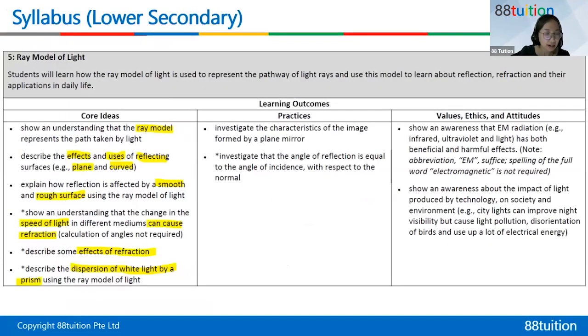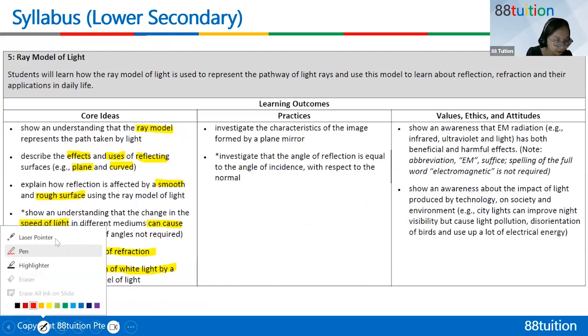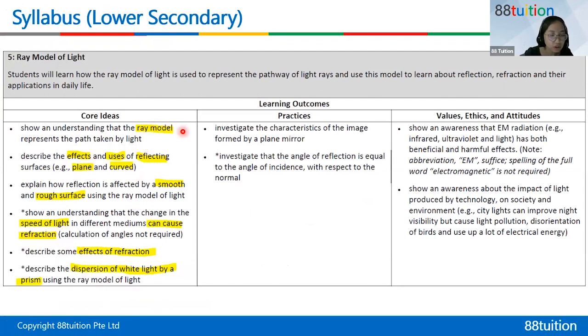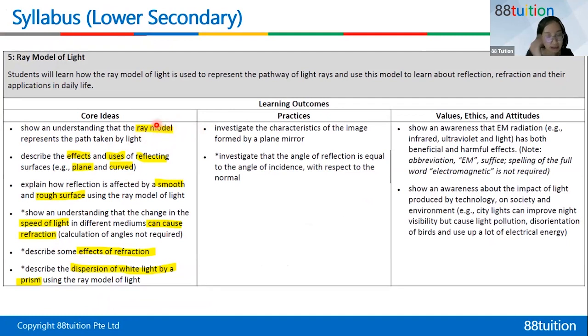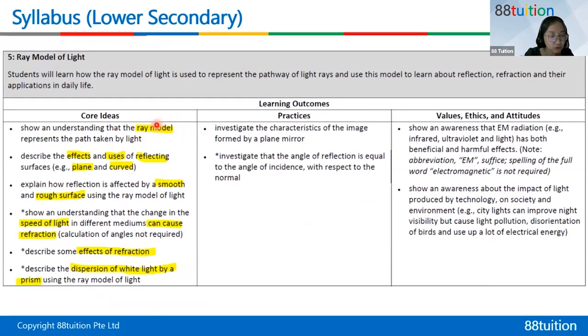Now this is the syllabus for lower set. Just to go through very quickly what you are required to know for this topic. You need to know the ray model. We will look at the ray diagram, and then you need to know the different types of mirrors. We have plane mirror and curved mirror. Those will be in the subsequent slides. Then you must know the effect of these different types of mirrors, whether your image becomes bigger or smaller, and how we use these different mirrors in our daily life.